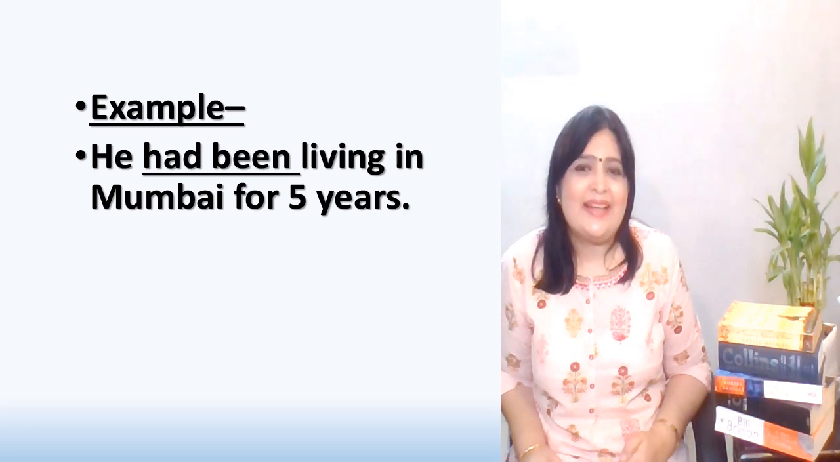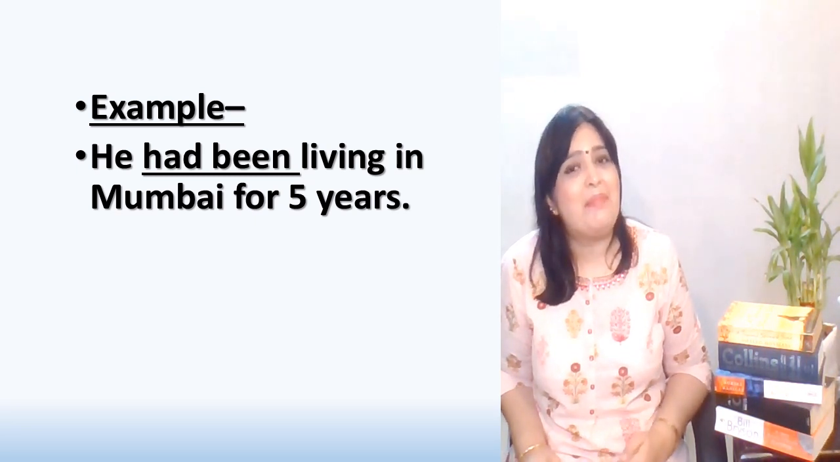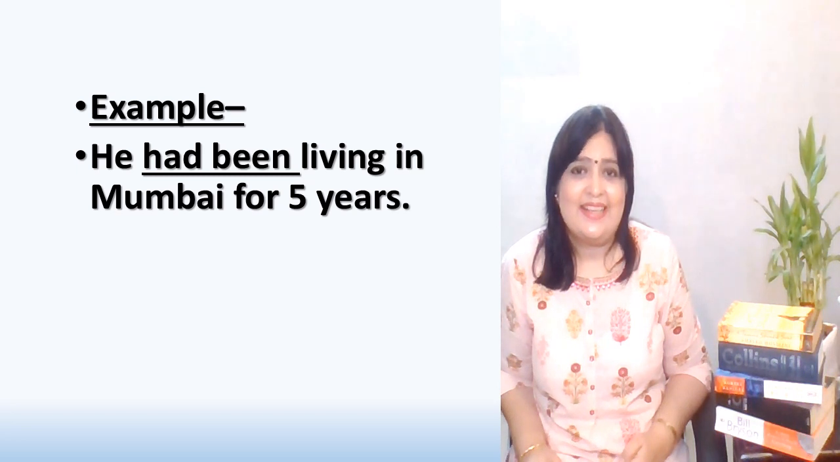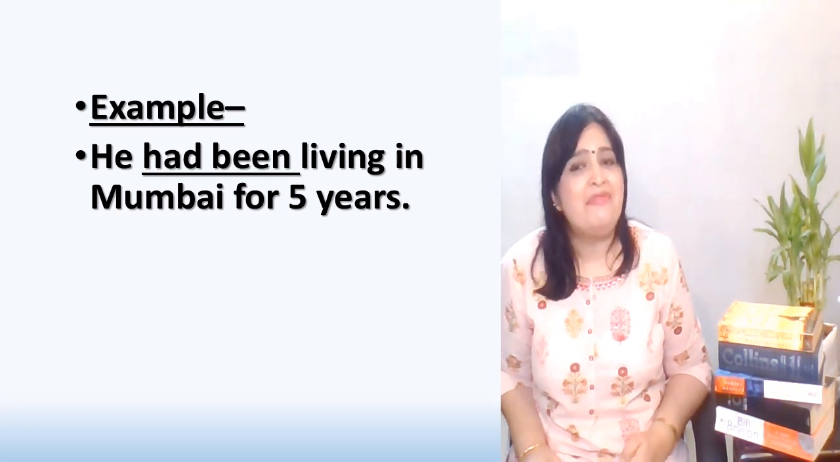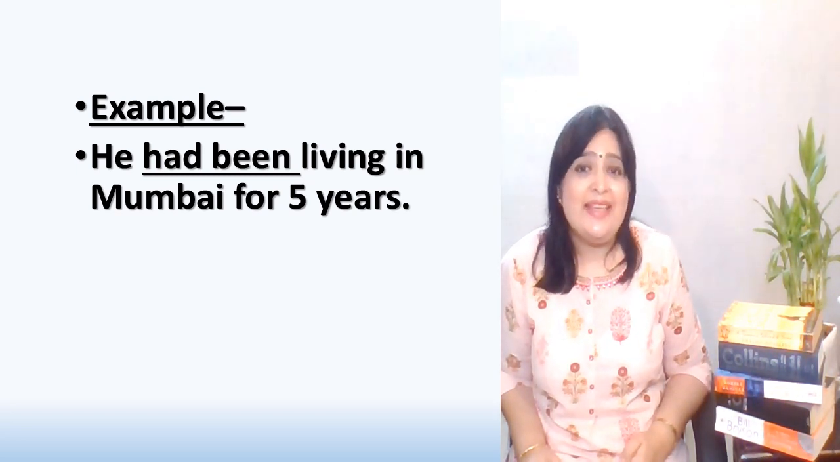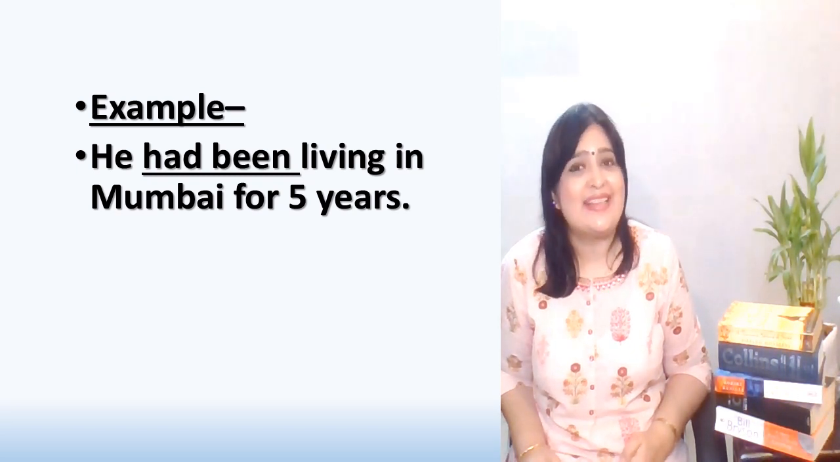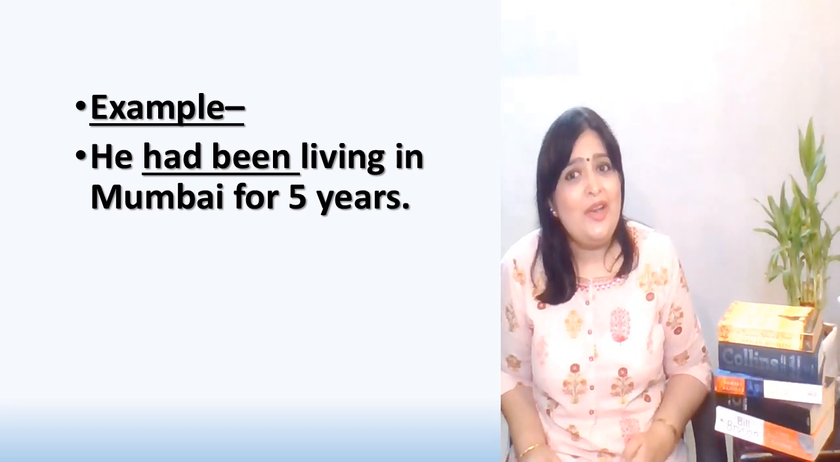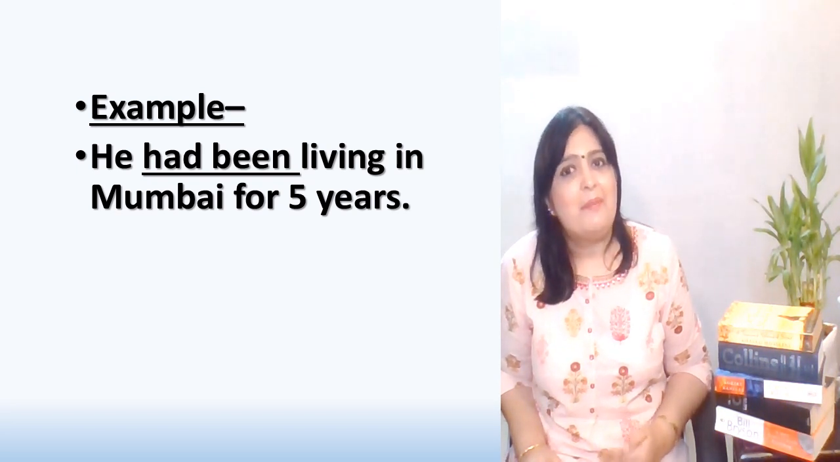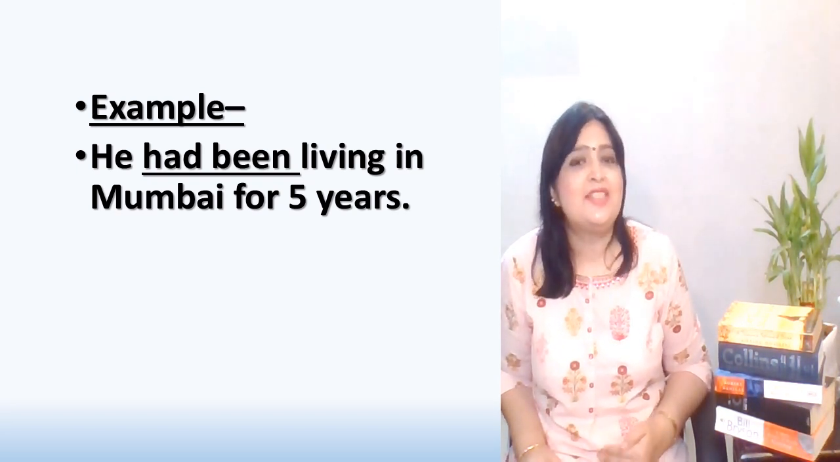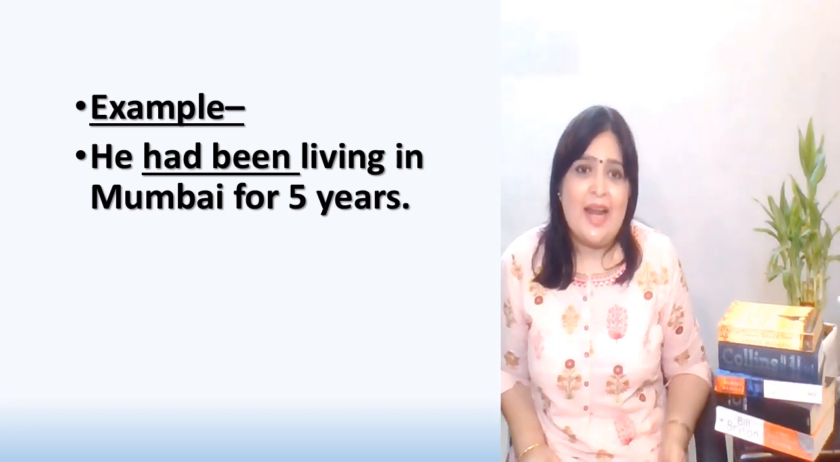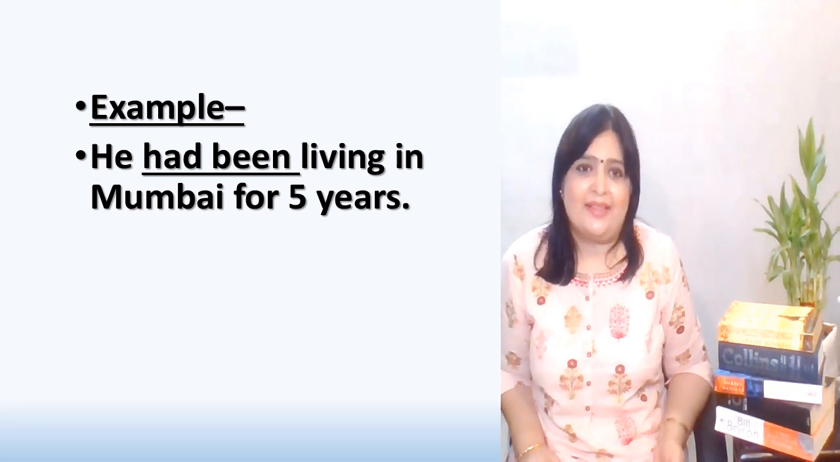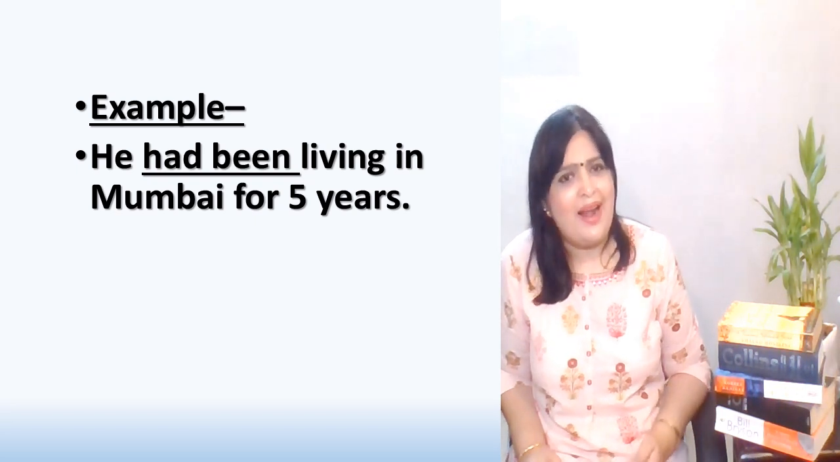Now let us look at a sentence in past perfect continuous tense. He had been living in Mumbai for 5 years. Means he is not living in Mumbai at present. Started living in Mumbai for 5 years and continued the activity for some time, but finished it before the present moment. कुछ साल पहले तक वो मुंबई में रह रहा था. मीन्स 5 साल के लिए वो मुंबई में रहा. लगातार 5 साल के लिए.